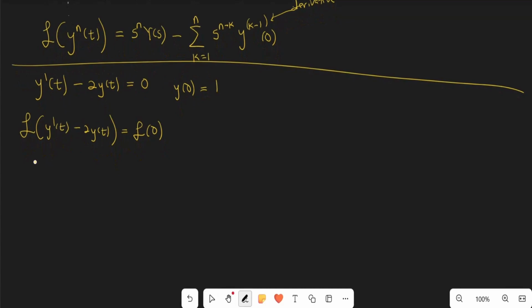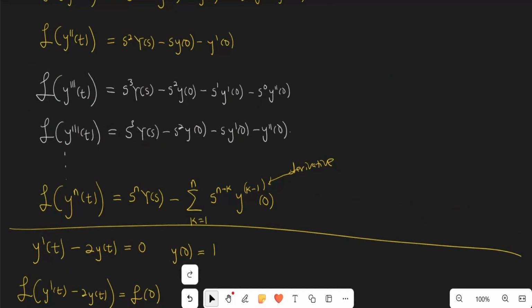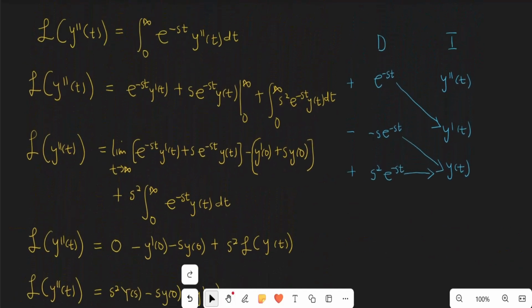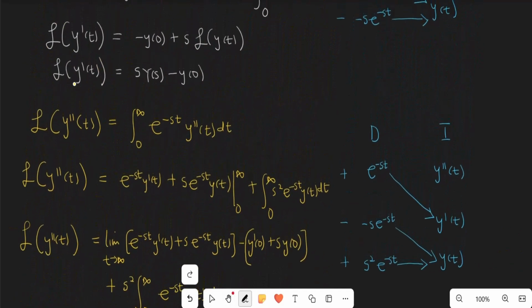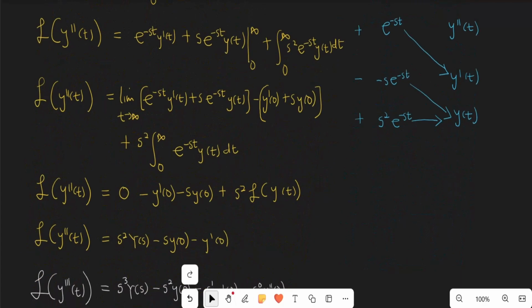But on the left, using the linearity property, this is the Laplace transform of y prime of t minus 2 times the Laplace transform of y of t, and this is equal to 0. Now, what is the Laplace transform of y prime of t? We have found that, so I'm just going back up to pick it up. The Laplace transform of y prime of t is s times capital Y of s minus y of 0, right?